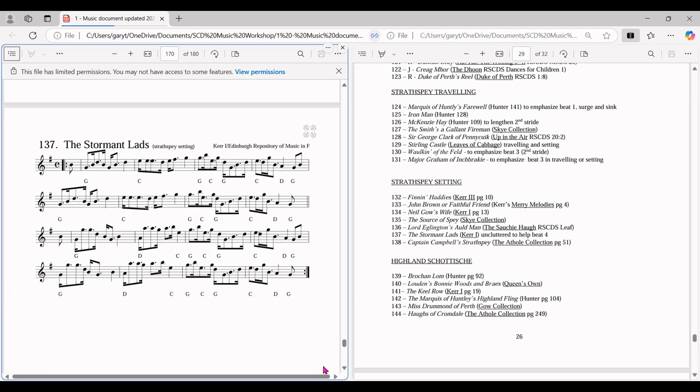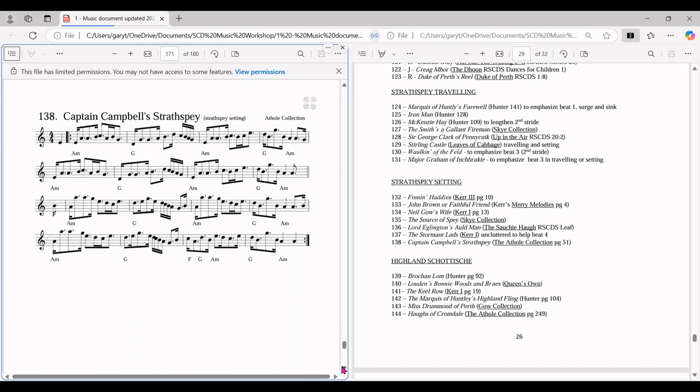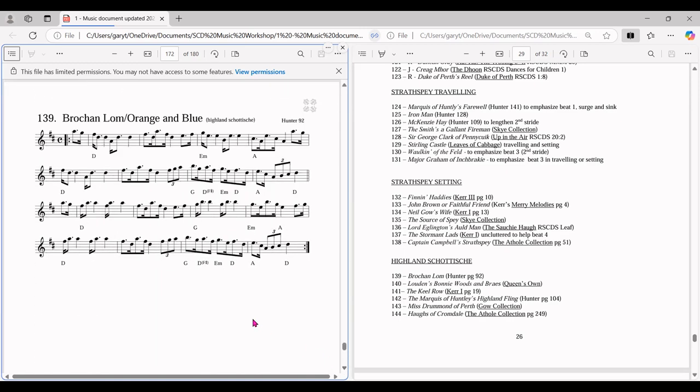139, we'll just have this example, 139. Baroque and long. Ready, and. Boom, boom, boom, boom.